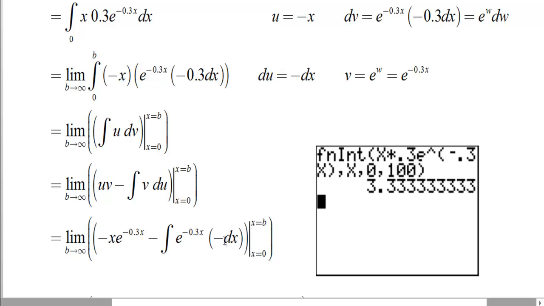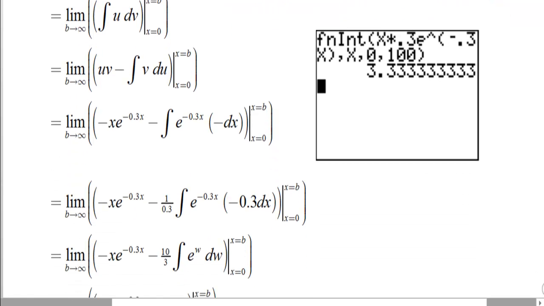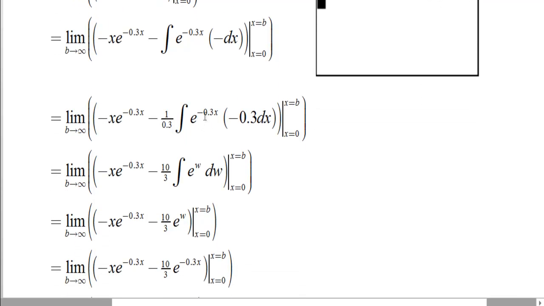Again, we stick in a negative, stick in a 0.3 and a 1 over 0.3 out front, and then this becomes e to the w dw with that same w, negative 0.3x. And so we get e to the w there. 1 over 0.3 is 3/10. The reciprocal of that is 10/3. So 1 over 0.3 is 10/3. Still negative out front. This negative is built in. Was the negative from here, and that's dw, so you get e to the w.